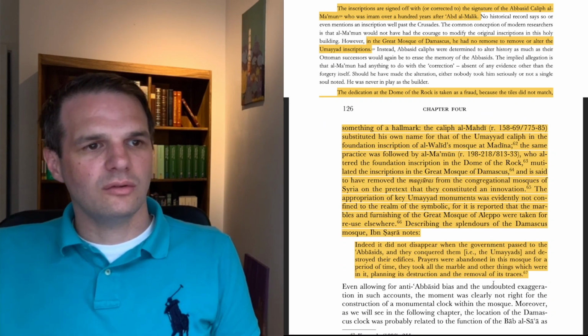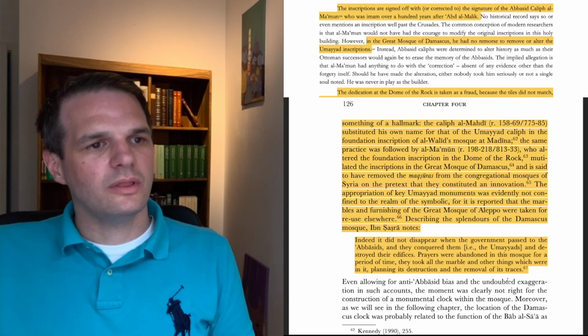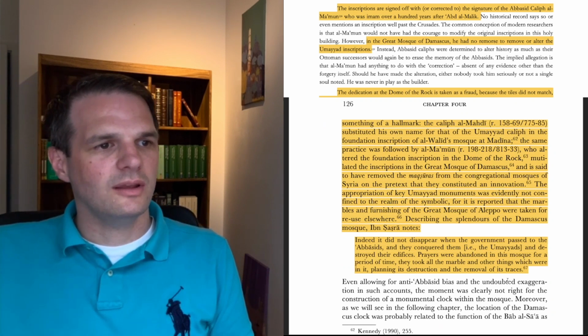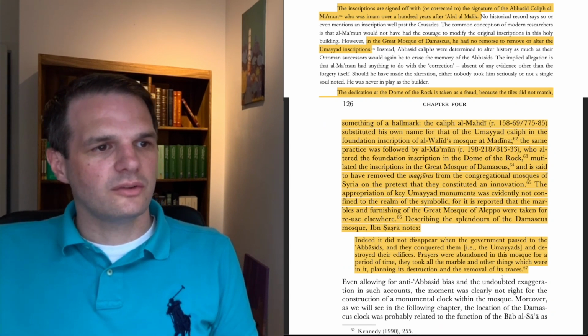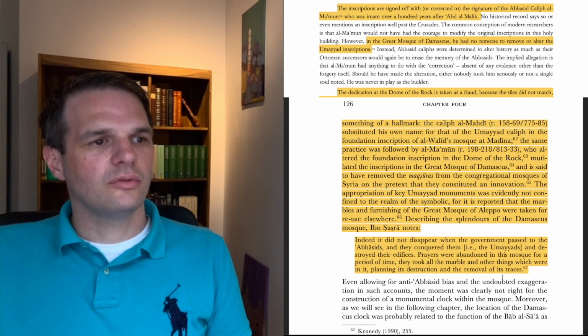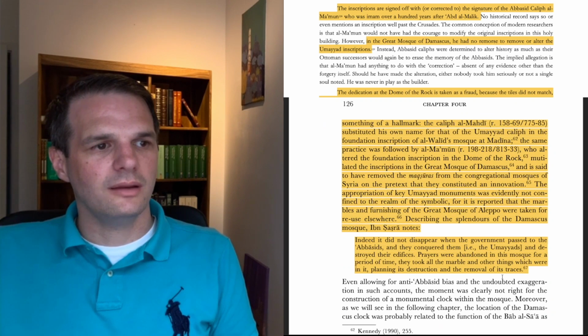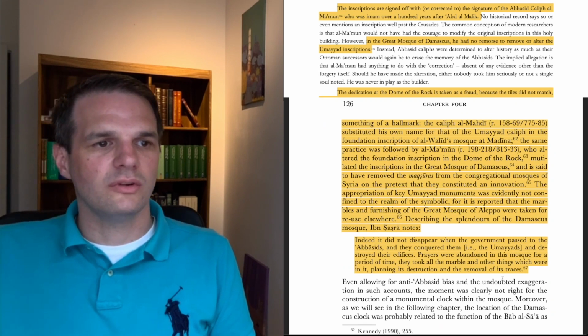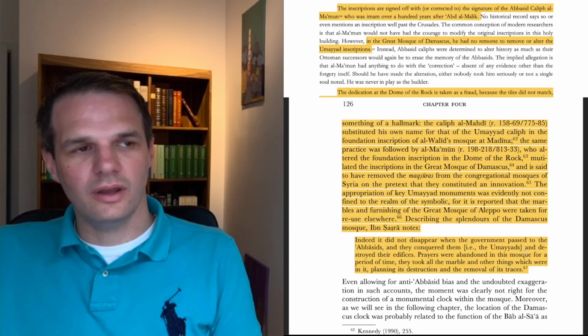Describing the splendors of the Damascus Mosque, Ibn Asakir notes, "Indeed, it did not disappear when the government passed to the Abbasids, and they conquered them," i.e. the Umayyads, "and destroyed the edifices. Prayers were abandoned in this mosque for a period of time. They took all the marble and other things which were in it, planning its destruction and the removal of its traces." So that's what happened elsewhere.